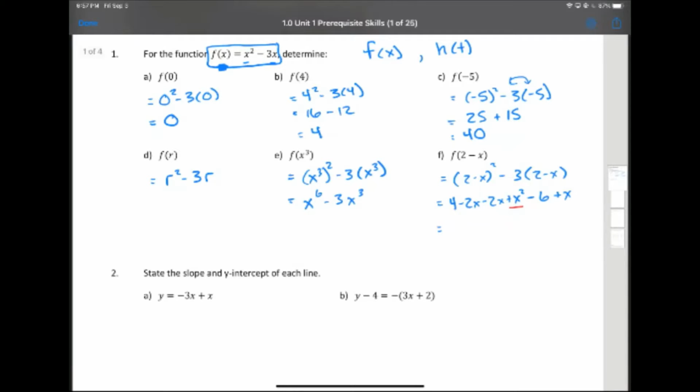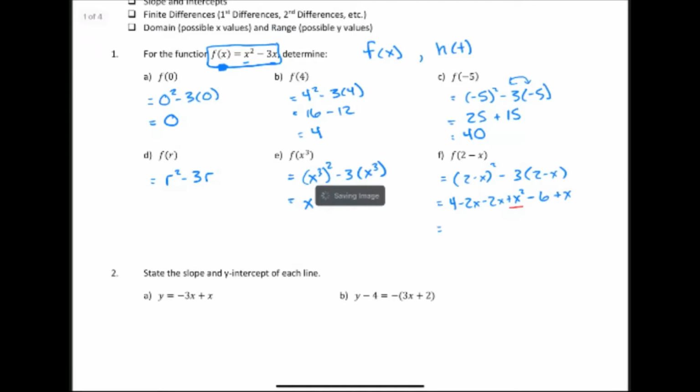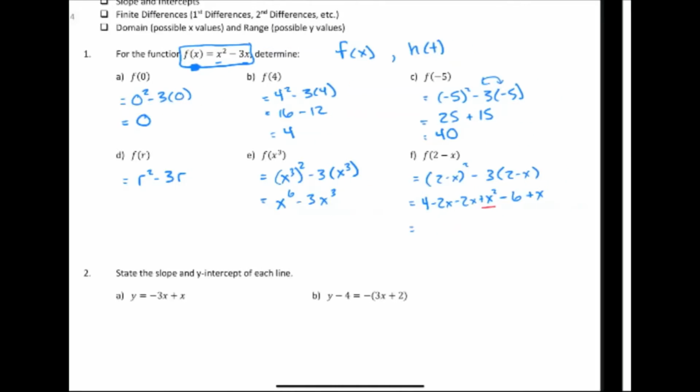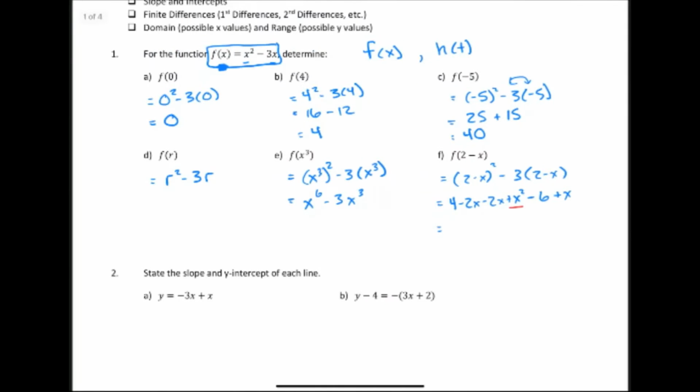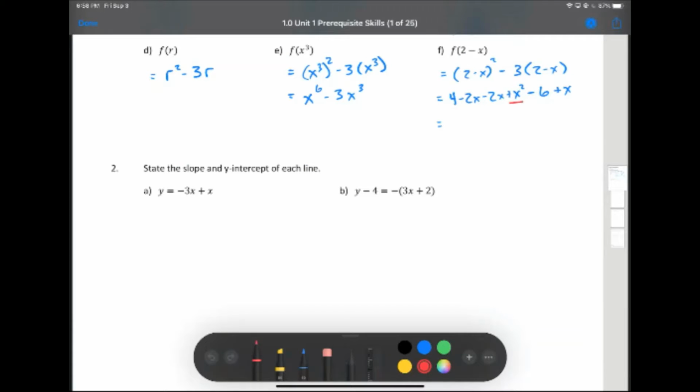Where did my thing go? Come back, come back. But don't save image, bring it back. Sorry guys. Jeez, all over the place. Okay, I'm going to pause for a second till I can figure this out. Okay, I think I got it.